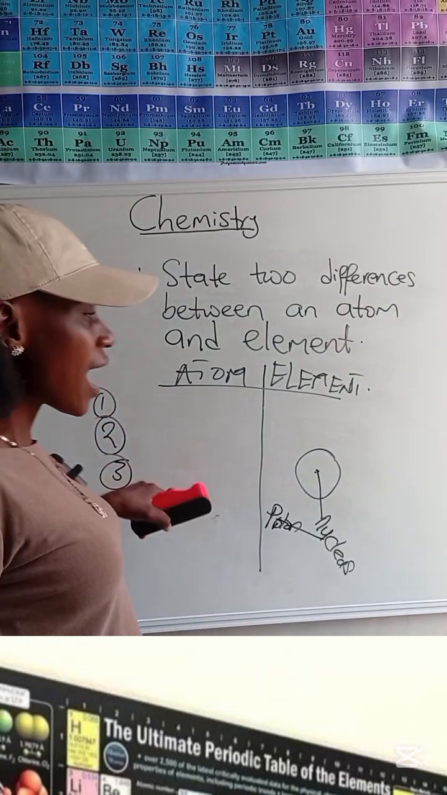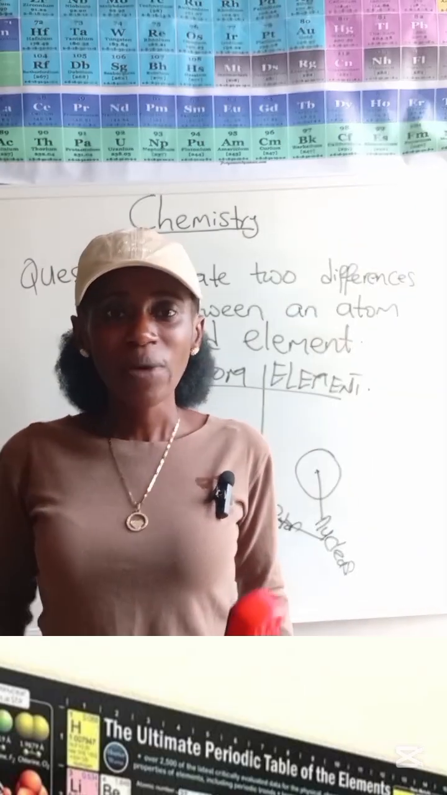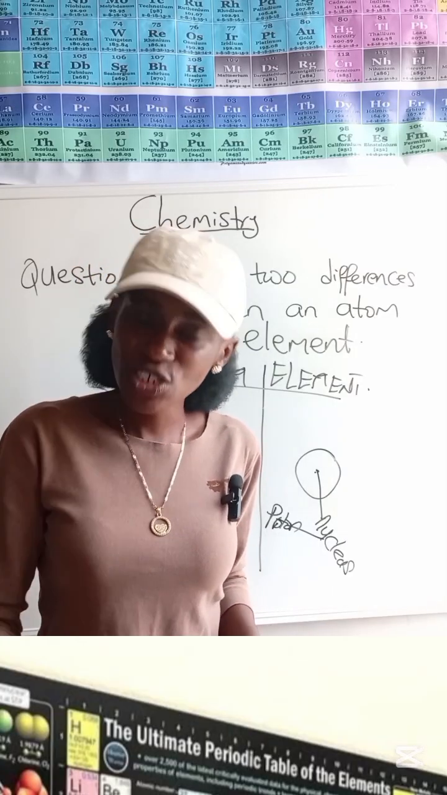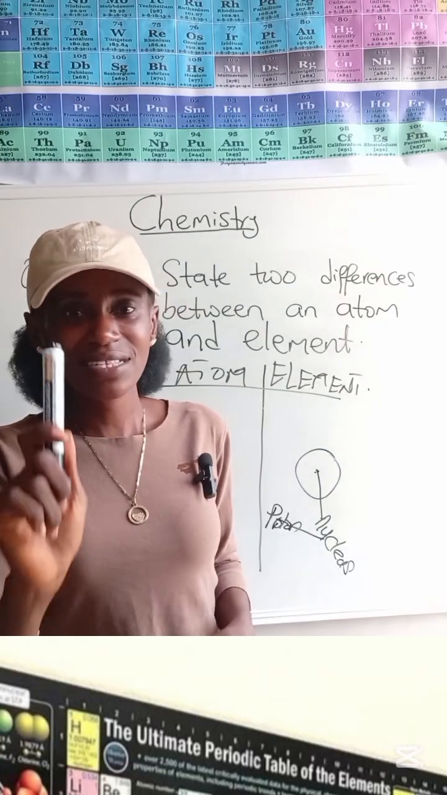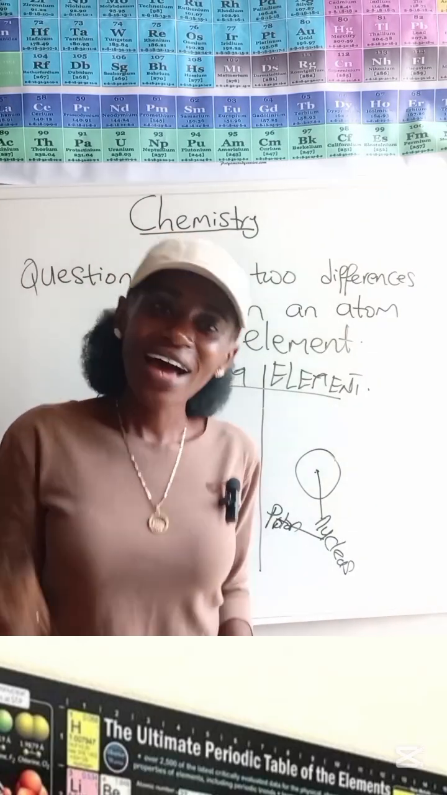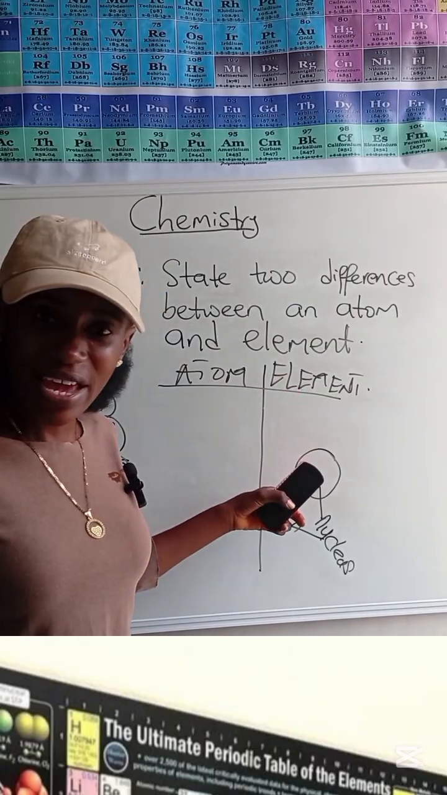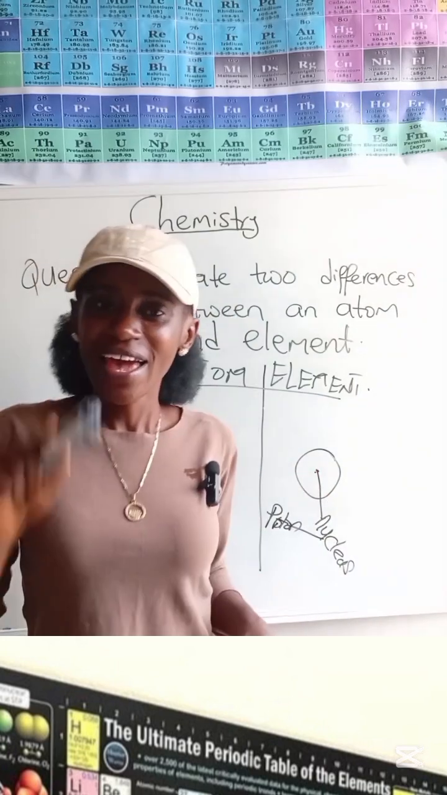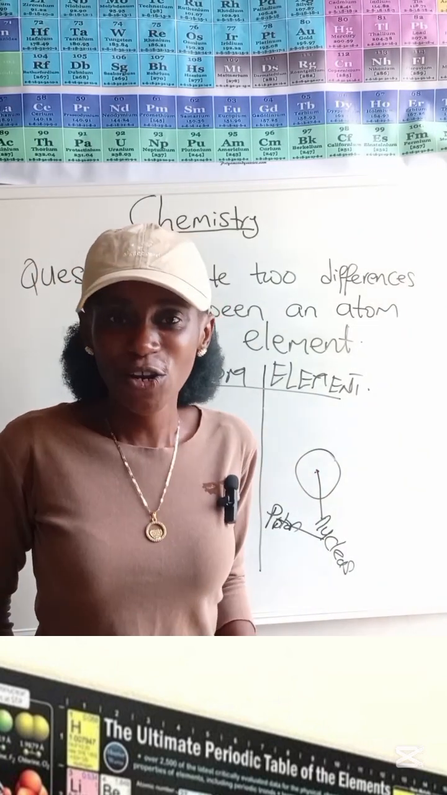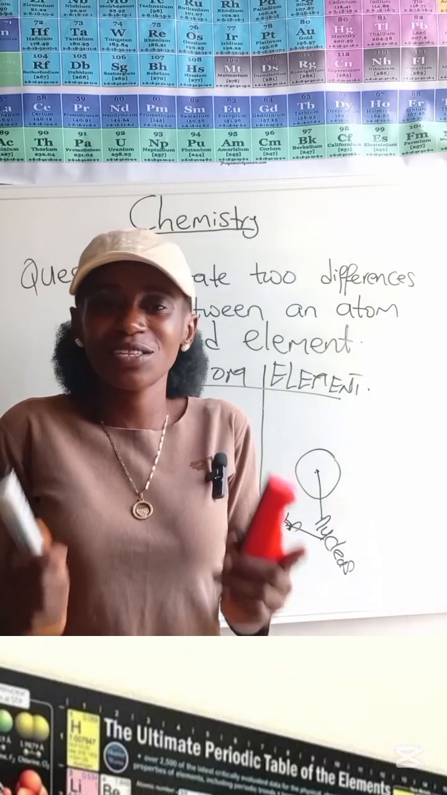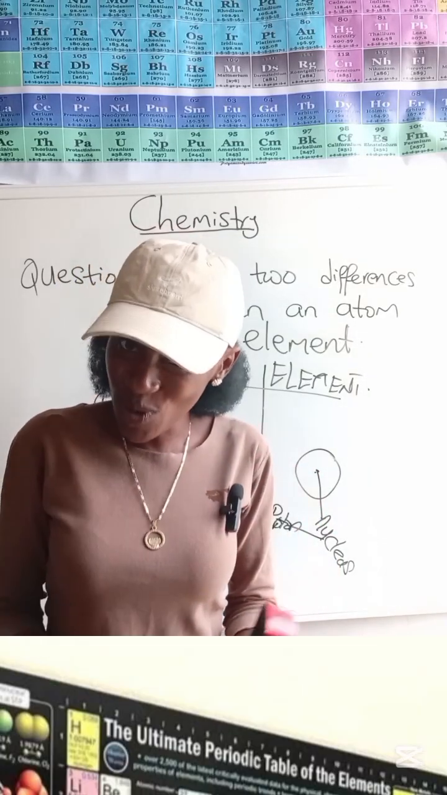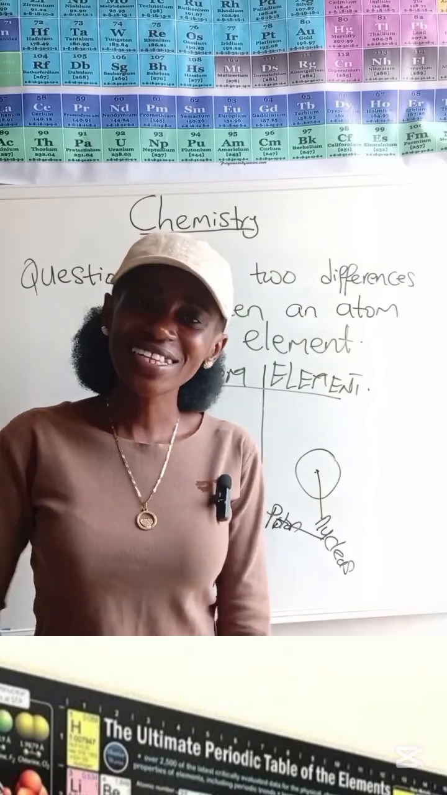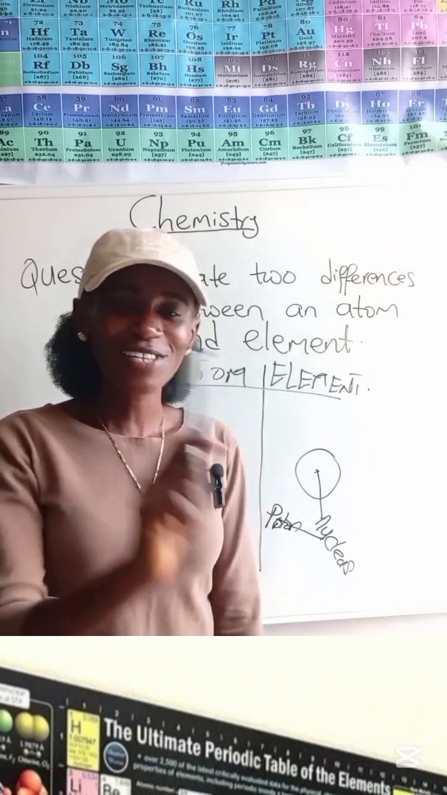And number three here, I said that an atom is defined by its exact number of protons, neutrons, and electrons, while an element over here is defined by its atomic number. And I said that the atomic number is the number of protons in the nucleus of an atom.